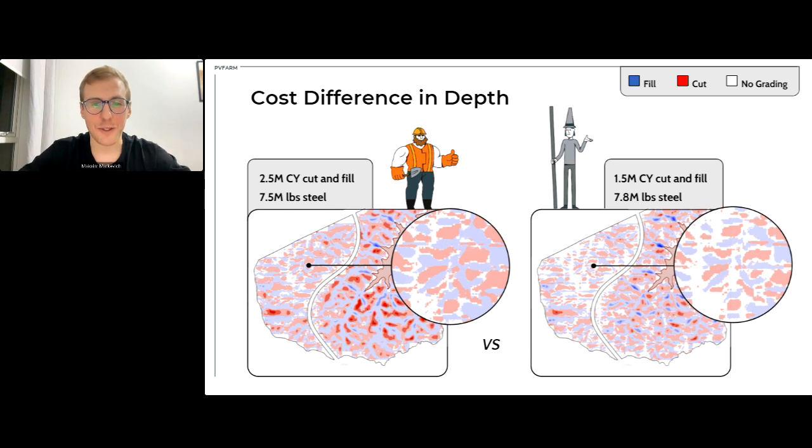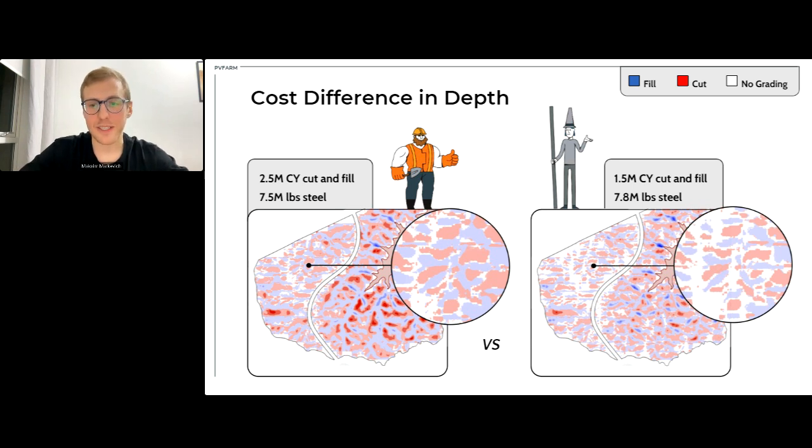The first layout actually had 2.5 million cubic yards of cut and fill, compared to 1.5 million in the second, while using 7.5 million pounds of steel versus 7.8 million pounds of steel in the second one. These aren't small shifts, right? They add up to big dollars. And it's not a zero-sum game for the bros. When one cost spikes, it doesn't mean the others balance out.